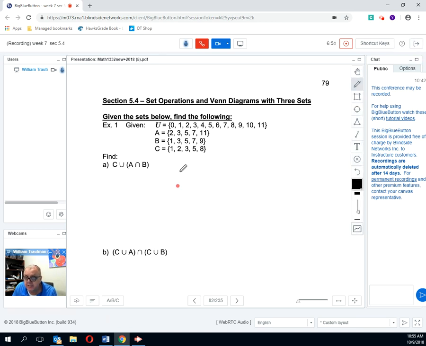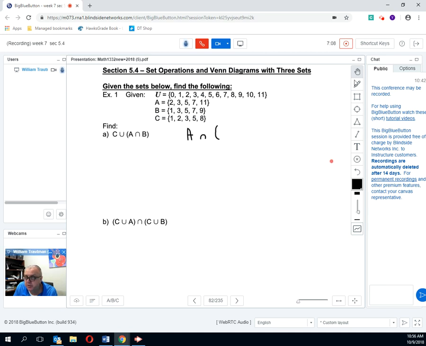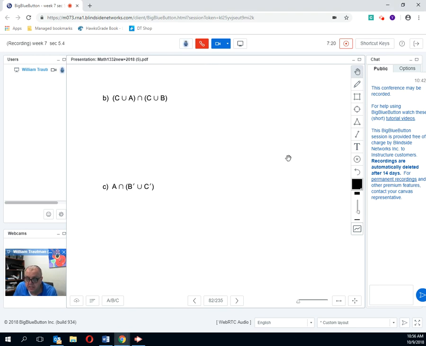It says A intersect, it doesn't say intersect, don't look like that. It says A intersects with B not union C not. B not union C not. Let's make sure. That's it.